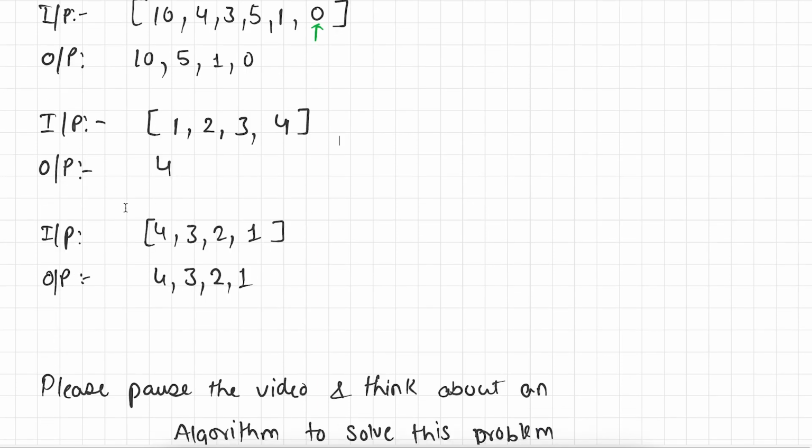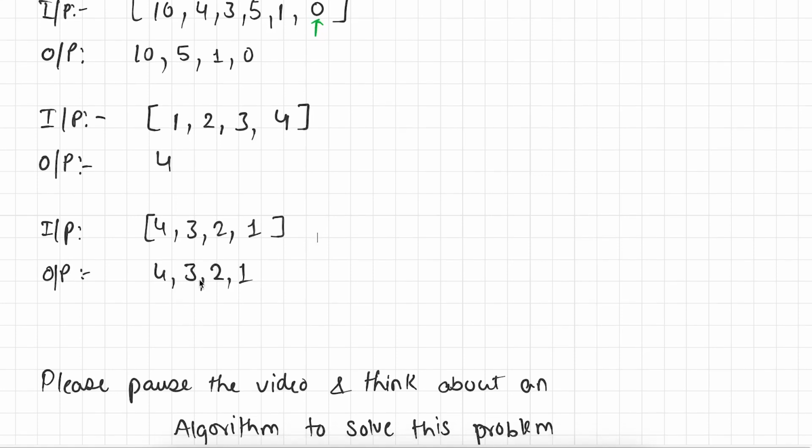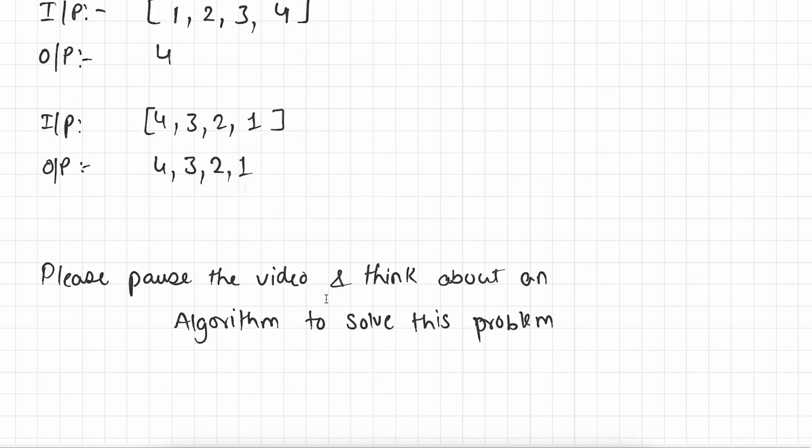In this example these elements are arranged in decreasing order. If elements are arranged in decreasing order, all elements are considered leaders. Why? Because if I consider number 4, then there is no element to the right of it that is greater than or equal to it. That is why 4 is a leader. Similarly, 3 is also a leader, 2 is also a leader, and 1 is also a leader. Okay, so I hope now you have a good understanding of this problem. So let's pause this video and think about an algorithm to solve this problem.